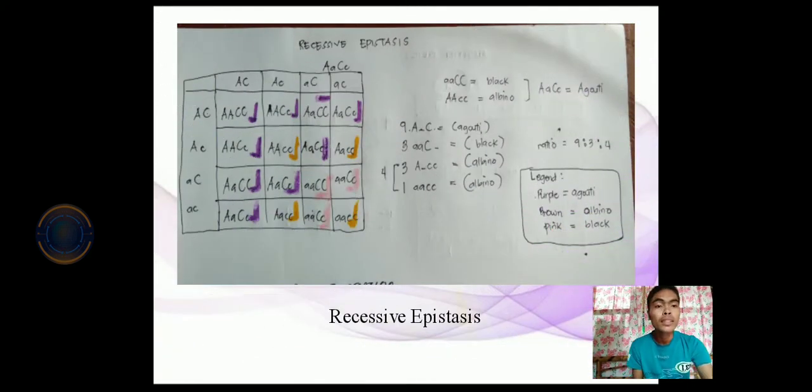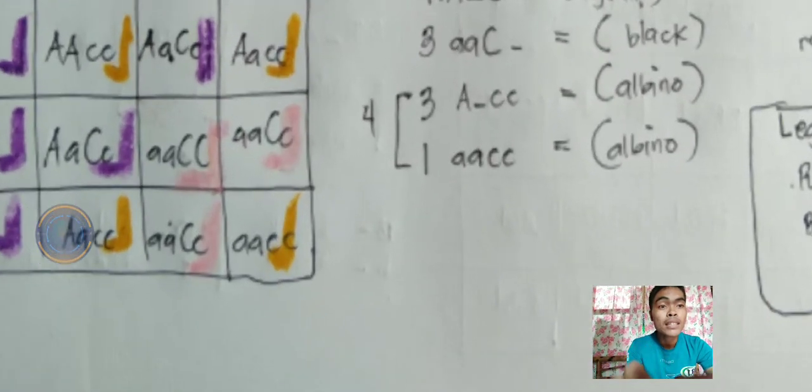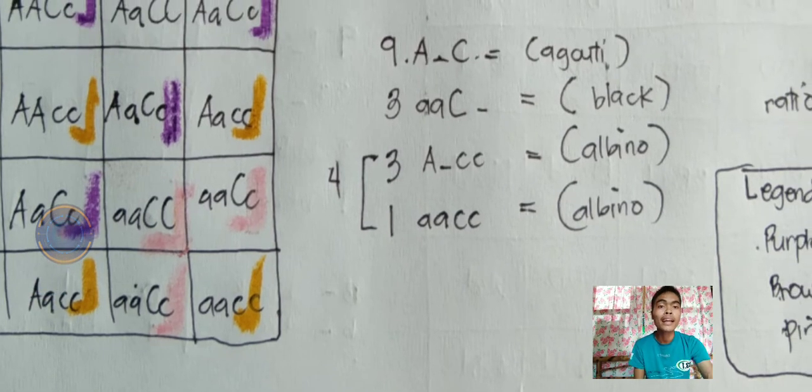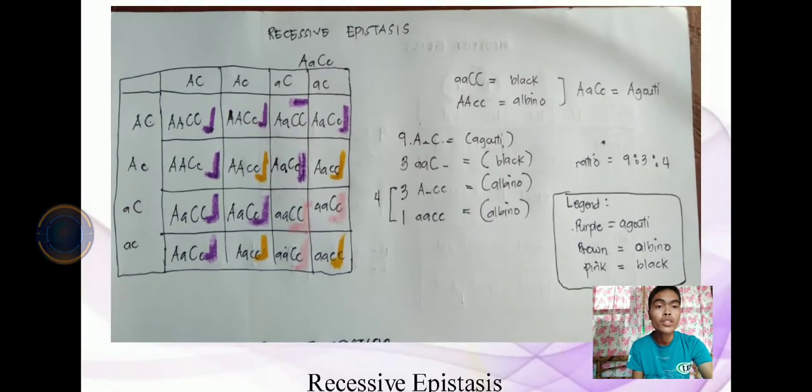Now, the same illustration lang po dyan sa Punnett square na makikita ninyo. The ratio there is 9:3:4. Bakit nagiging 4? Kasi as you can see, there are 2 albino there, which is may tatlo at isa. Now, we will add that, and that is why we get 4. 9:3:4 yung ratio natin.